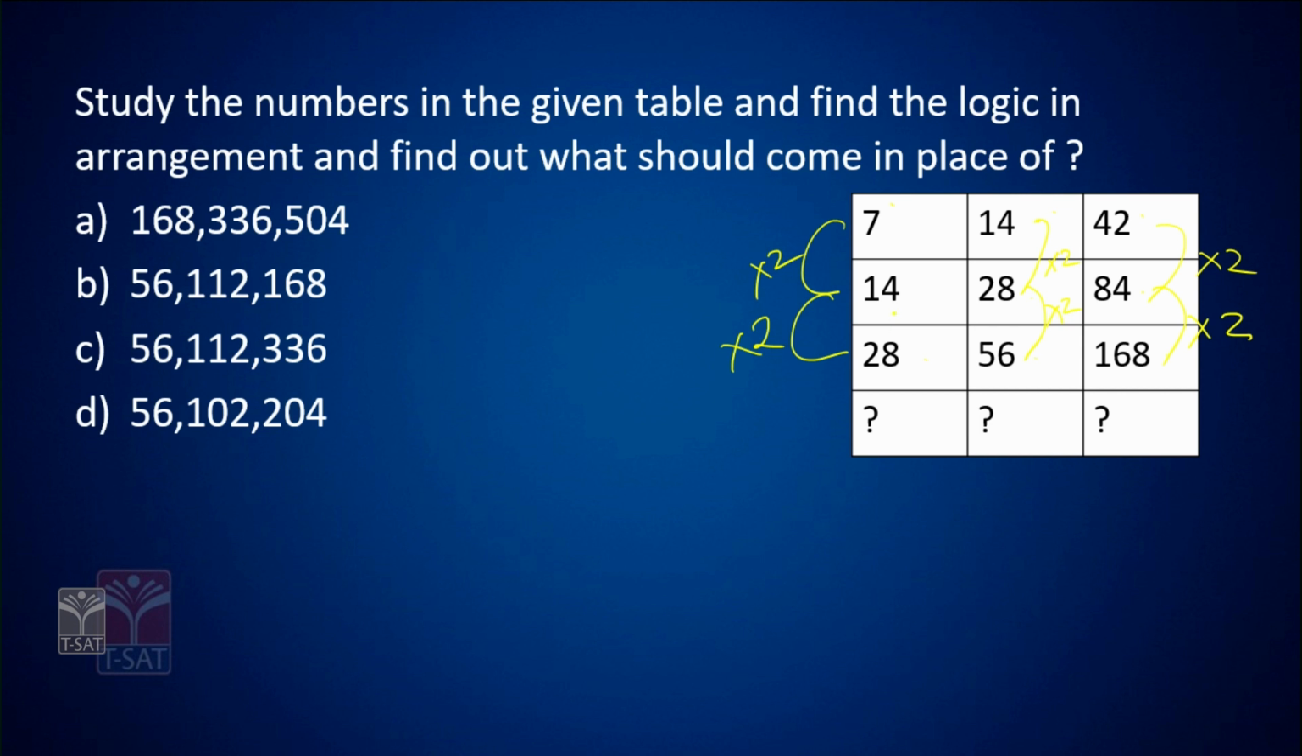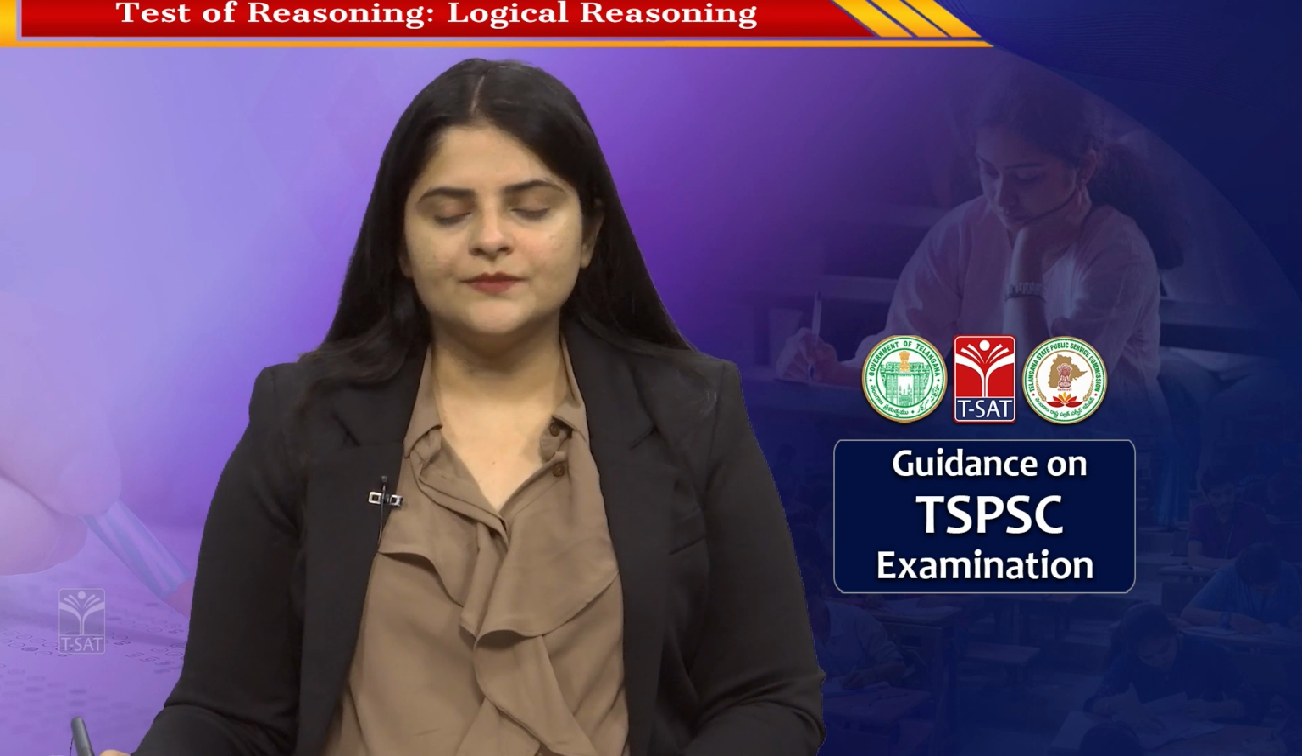So 28 into 2 is nothing but 56, so this will be 56. 56 into 2 is nothing but 112, so this will be 112. 168 into 2 is 336. So the answer is option C. Let's look at the next question now.